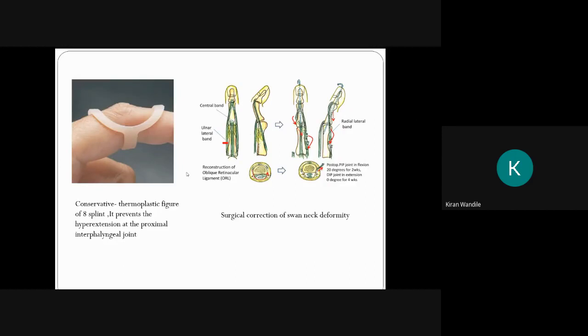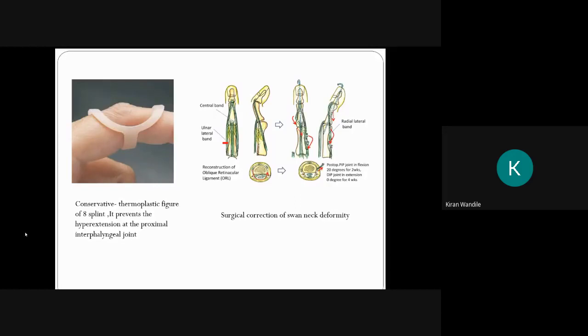Before that, if it is not fixed, you can use a thermoplastic figure of 8 splint, which prevents the hyperextension of the proximal interphalangeal joint. So in the initial stages, this splint works before the deformity is established.